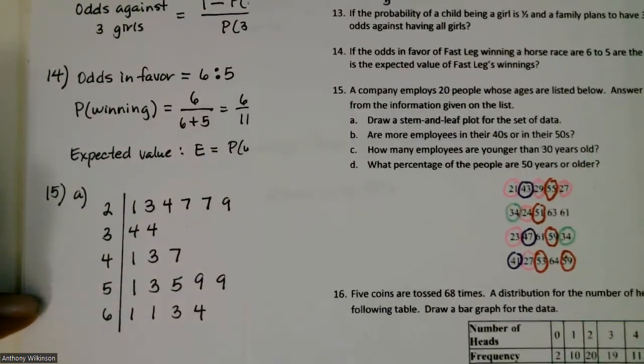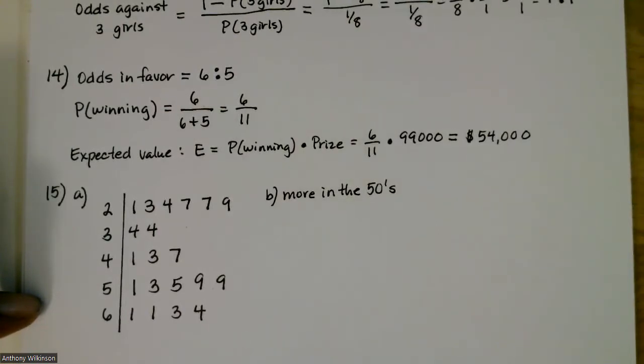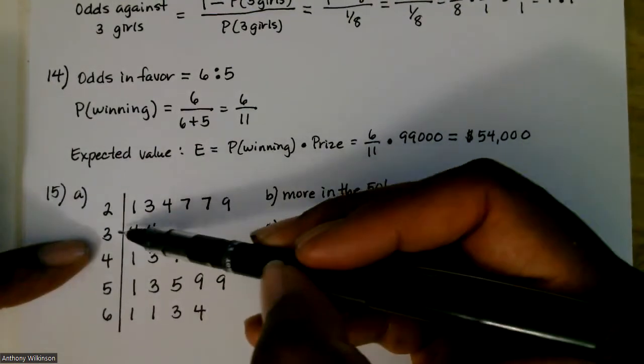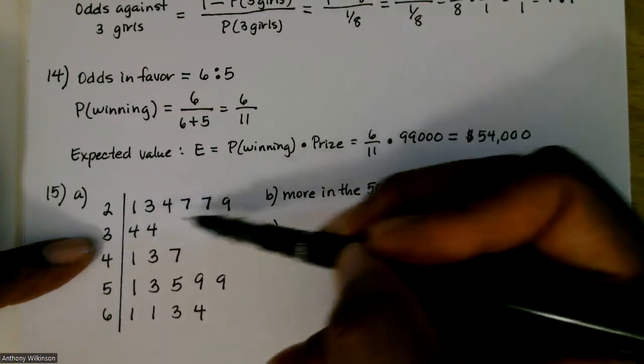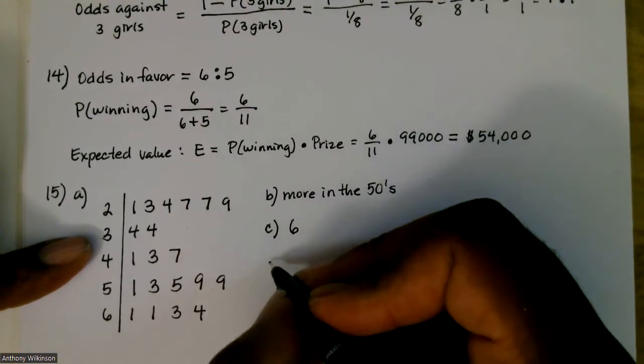Okay. Now part C, how many employees are younger than 30 years old? Okay. Younger than 30. Well, these are the 30s. There are 6 data values that are under 30 years old. So the answer there would just be 6.